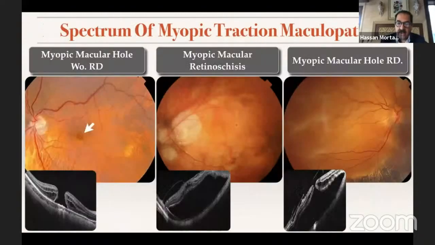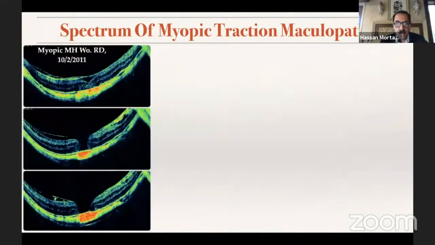The spectrum of myopic traction maculopathies includes myopic macular hole without retinal detachment, myopic macular retinoschisis, and myopic macular hole with retinal detachment.